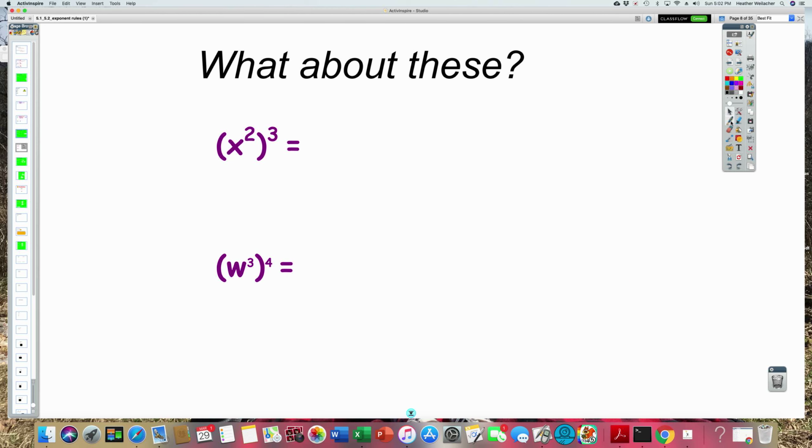So this next rule, before I show you the name of the rule, I want to work it out again. If I had something like x squared to the 3rd, I'm going to do the same thing and write out what that means. That would mean x squared, all of this, times itself 3 times. So that would mean x squared times x squared times x squared. And if I use one of the other rules I just learned, that would tell me to add the exponents. So that would give me x to the 6th.